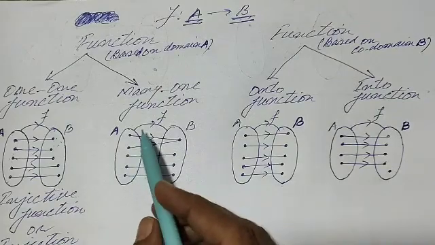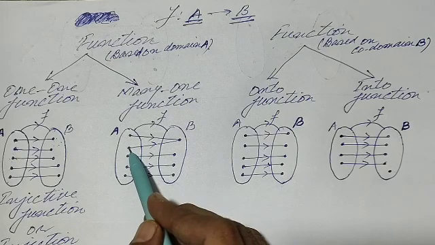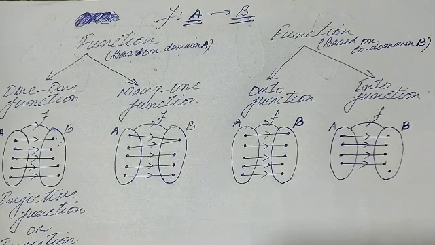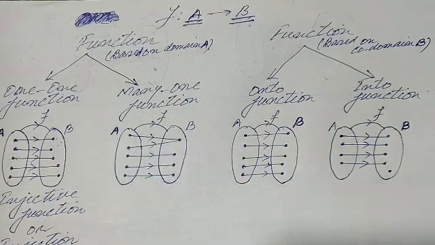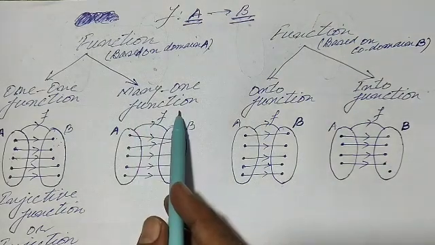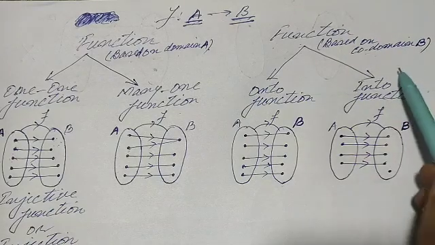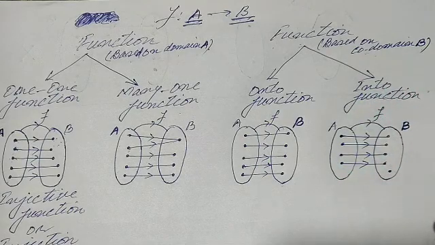The second possibility is there are at least two elements in domain A which have a same image in B. There may be more than two elements which have same image in B, but at least two elements should have same image in B. Then the function is said to be many one function. And the second classification is based on codomain B.